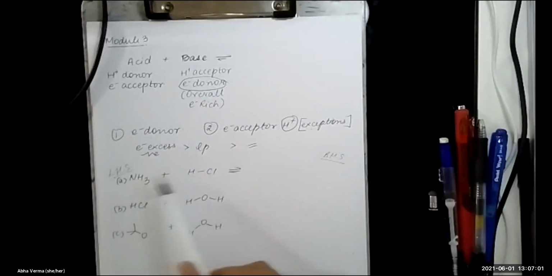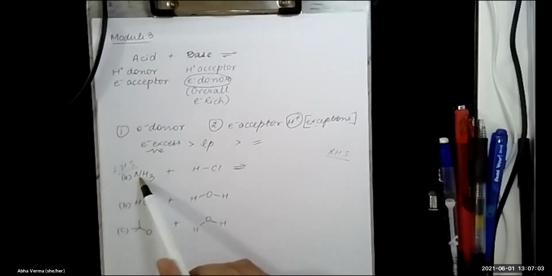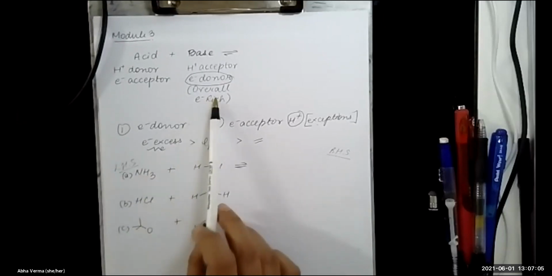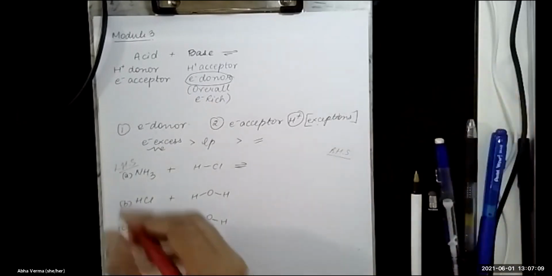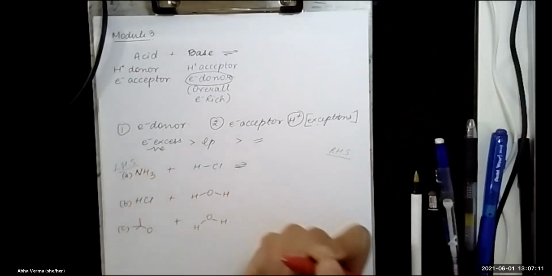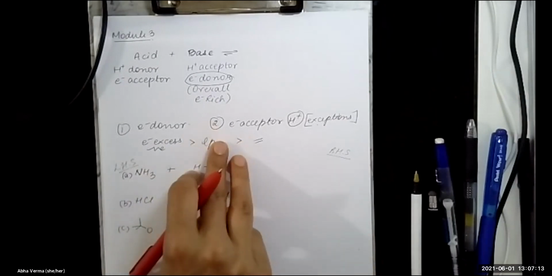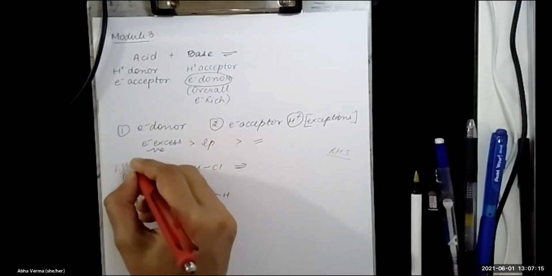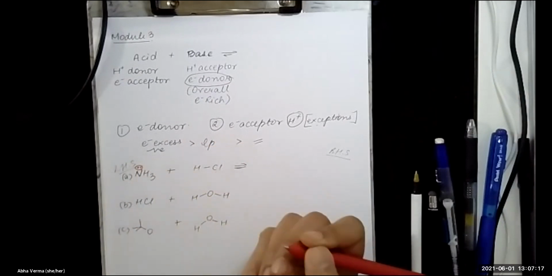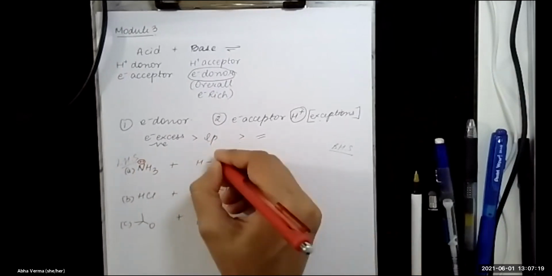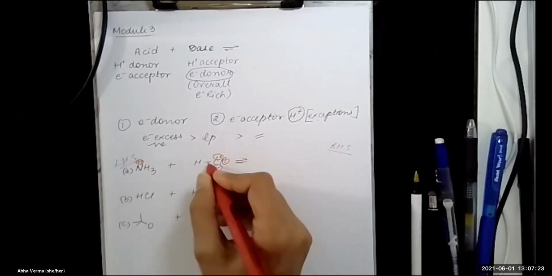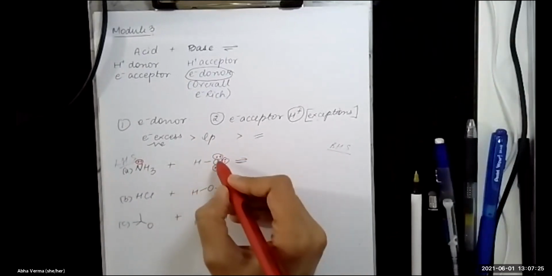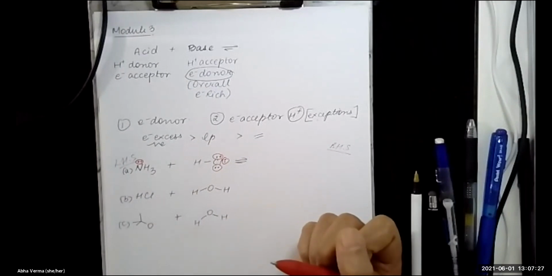So among these two, both of them have a hydrogen, but who will be the electron donor? How many bonds is the nitrogen making? It is making its 3 bonds. And nitrogen also has 1 lone pair. What about chlorine? Chlorine is making its 1 bond and it has 3 lone pairs.